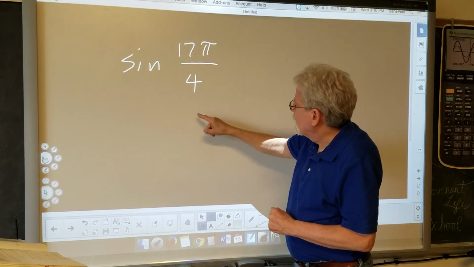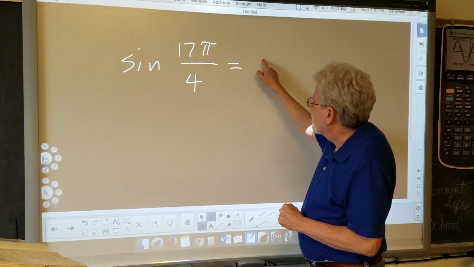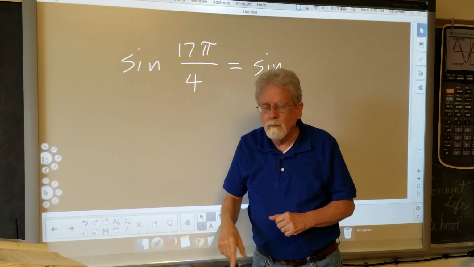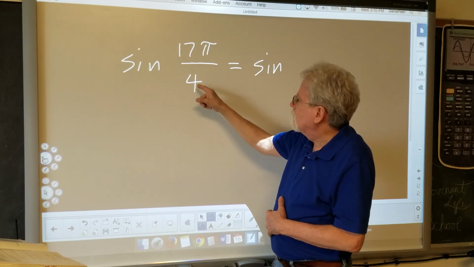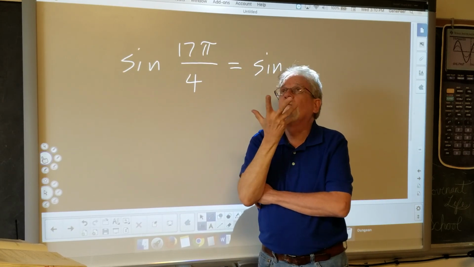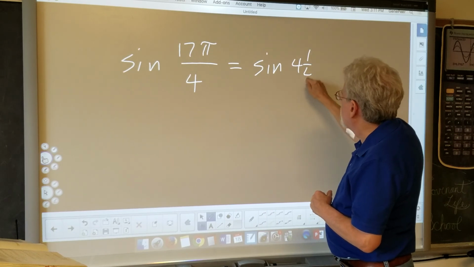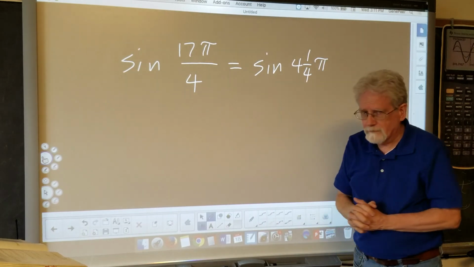Let's change 17 pi over 4 to this. Let's change it to sine of, what is 17 fourths? Well, remember your basic arithmetic. How many 4s go into 17? 4 with 1 left over, that's 4 and 1/4 pi.